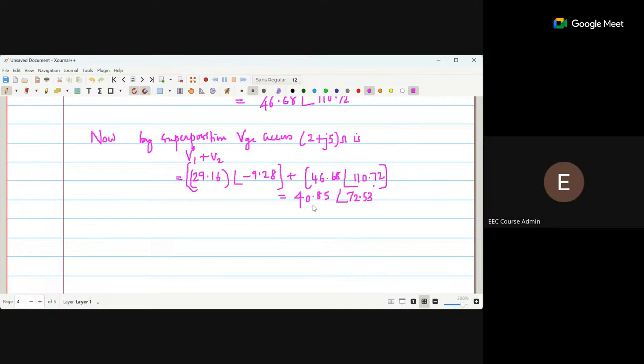Now to perform this addition directly, 29.16, then maybe if you can find one key over which you have this angle symbol written. Do you find a key like an opening bracket and a closing bracket and a minus enclosed within that? Do you find yes, one such key? So shift and that key you press. So you find that angle symbol coming, right? Yes, ma'am. Then minus 9.28. But actually you should have opened a bracket before this 29.16. So let me come again. So open bracket 29.16. Then this one angle minus 9.28. Close the brackets, plus again open the bracket 46.68. Then this one angle 110.72.